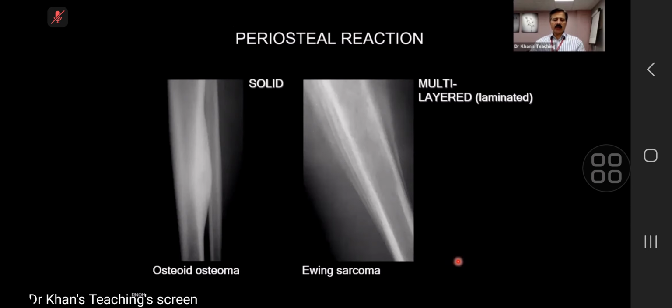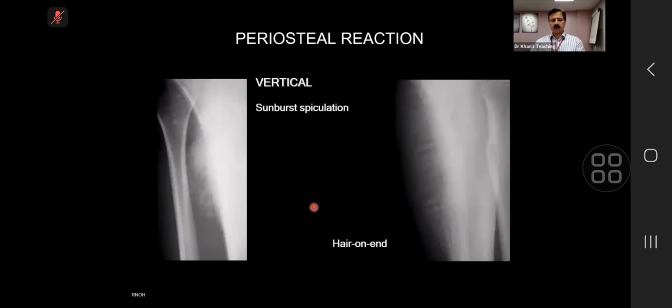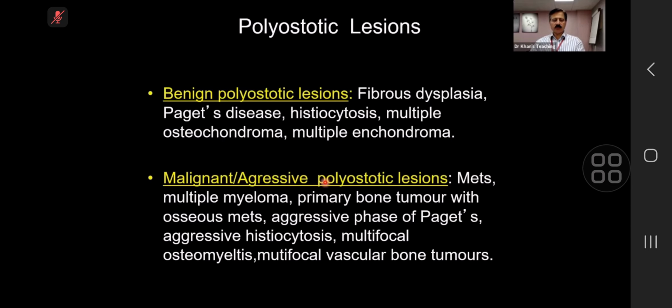You should also have a black and white idea about terminologies of periosteal reactions for your description. This is known as solid periosteal reaction. This is laminated. It can be a single layer. It can be multi-layer, as in Ewing sarcoma in this case. Other patterns, this is a sunburst pattern, and this is hair on end pattern. These are self-explanatory and just for revision.